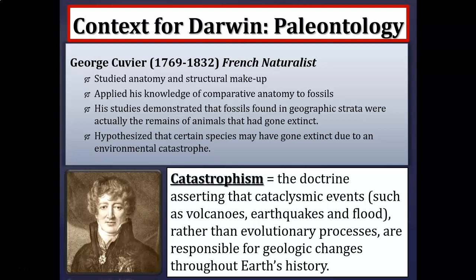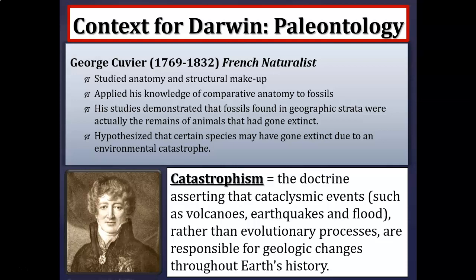Georges Cuvier is a French naturalist. He studied anatomy and structural makeup, and he applied his knowledge of comparative anatomy to fossils. His studies demonstrated that fossils found in geographic strata were actually the remains of animals that have gone extinct. And he hypothesized that certain species may have gone extinct due to environmental catastrophe. So he came up with this doctrine called catastrophism. Catastrophism is the doctrine asserting that cataclysmic events such as volcanoes, earthquakes, and floods, rather than evolutionary processes, are responsible for geologic changes throughout Earth's history.